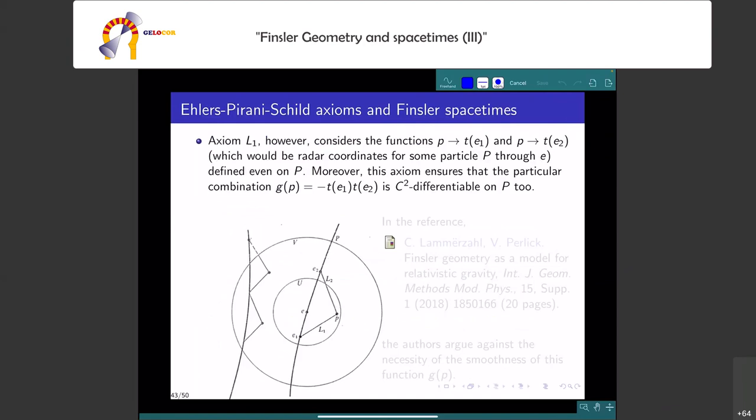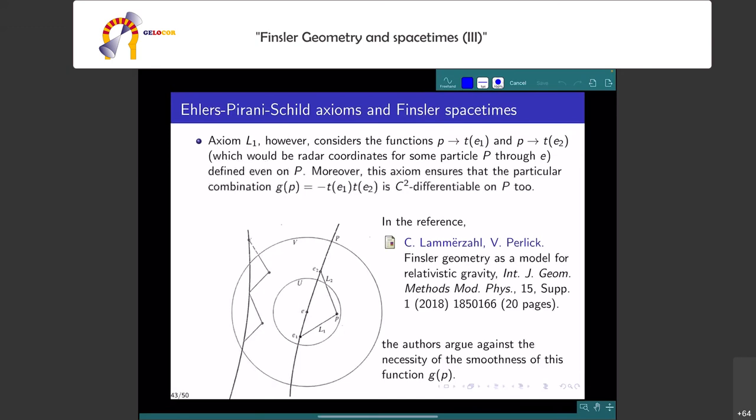How do they exclude Finsler spacetime? The first point is that there are two functions, these radar coordinates, and they assume that this product here is C2. But as was argued by Lämmerzahl and Perlick, there is no reason to assume that this product is C2 differentiable, because T is not differentiable, but this product is differentiable. And this happens only with scalar products. So there is no reason to make this assumption.